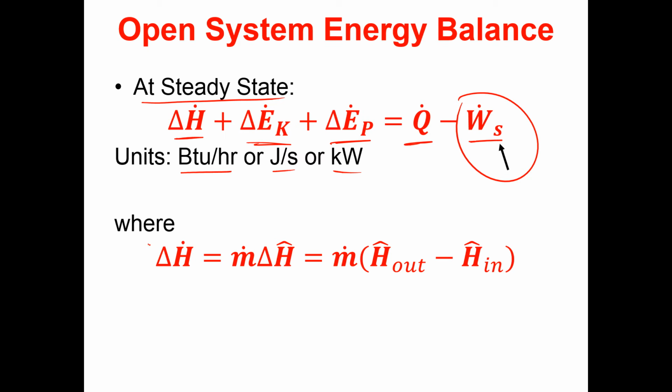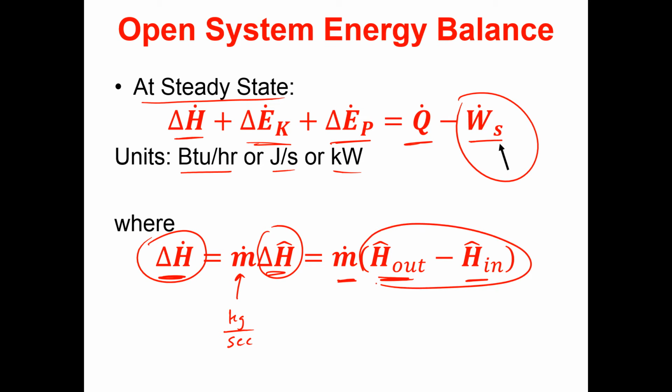When we talk about delta enthalpy change, we can put this on a per mass basis and then multiply by a mass flow rate, like kilograms per second, for example. And then the delta is going to be what goes out minus what comes in. So this is our delta enthalpy change per time. It's going to be a mass flow rate times the specific enthalpies.